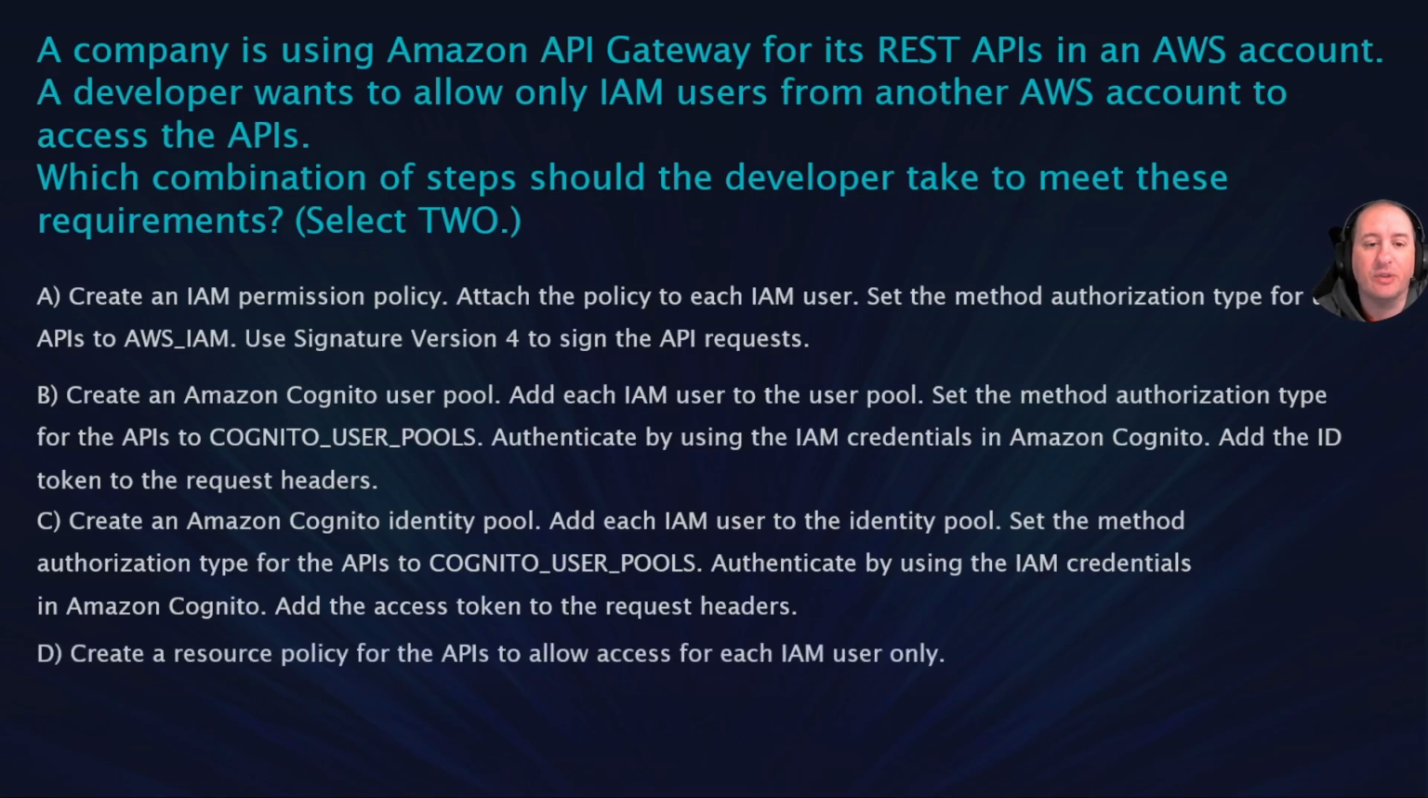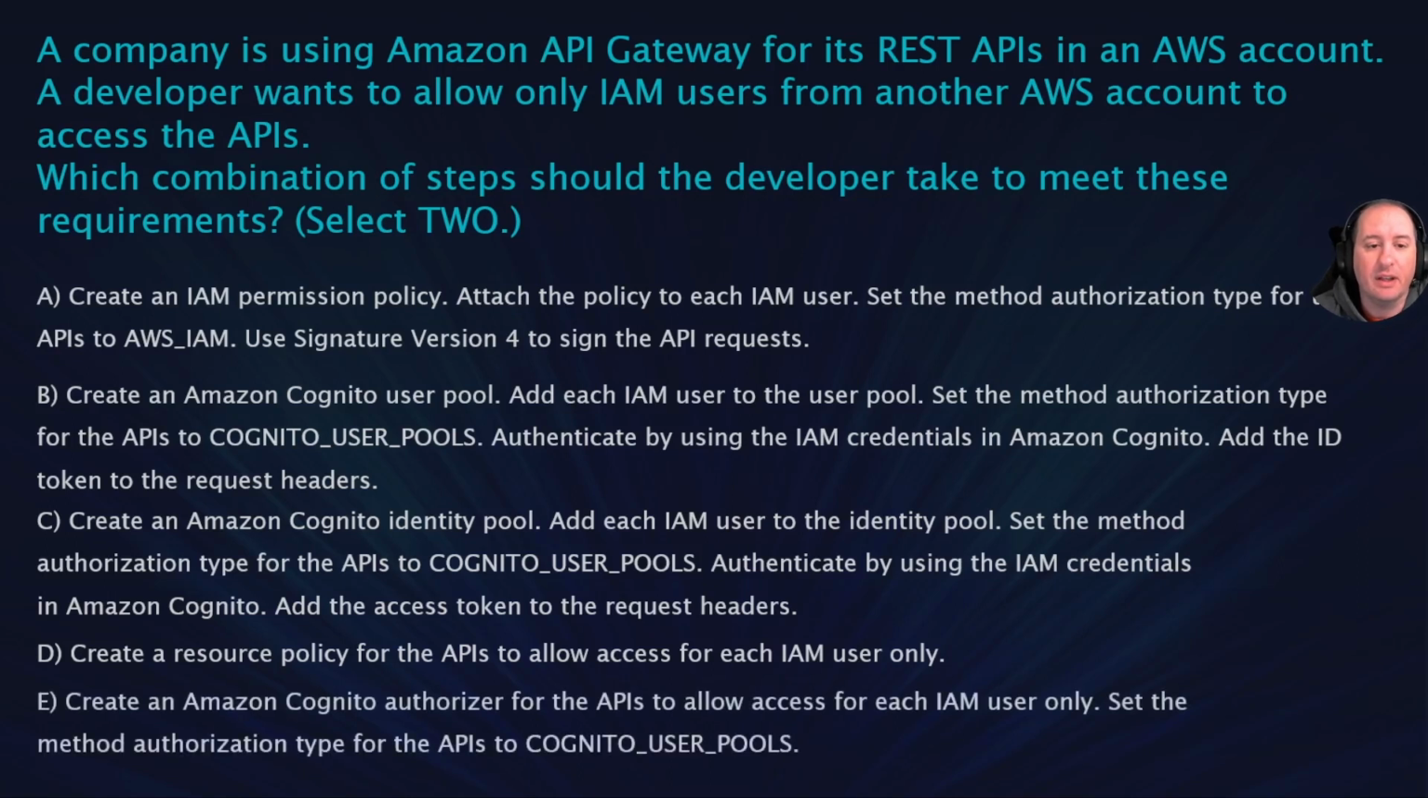Fourth option is to create a resource policy for the APIs to allow access for each IAM user only. And finally, create an Amazon Cognito authorizer for the APIs to allow access to each IAM user only, and set the method authorization type for APIs to Cognito user pools.